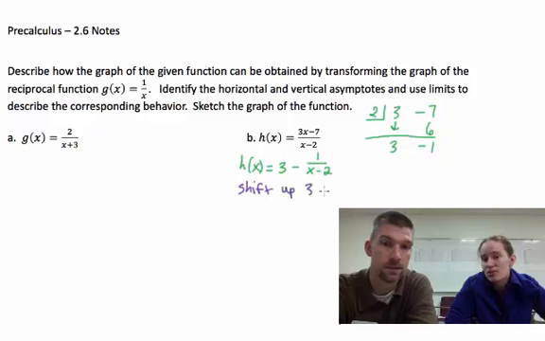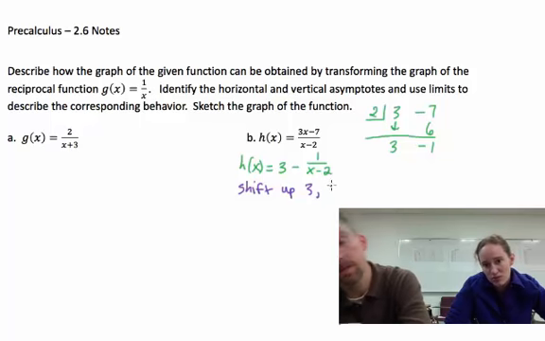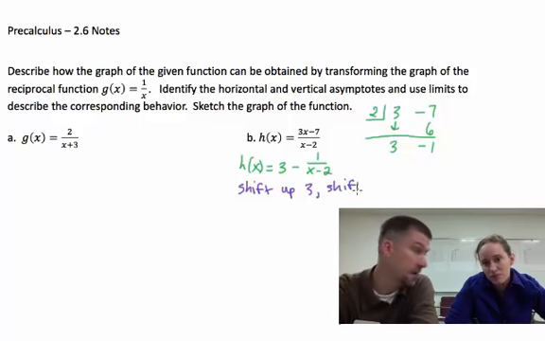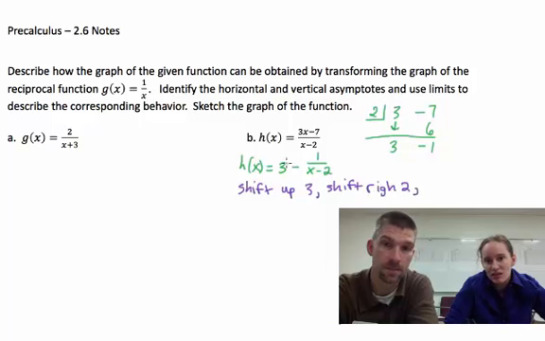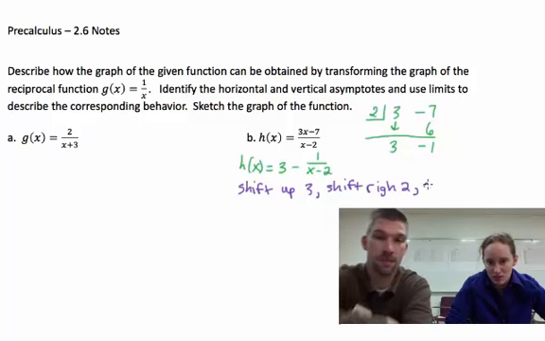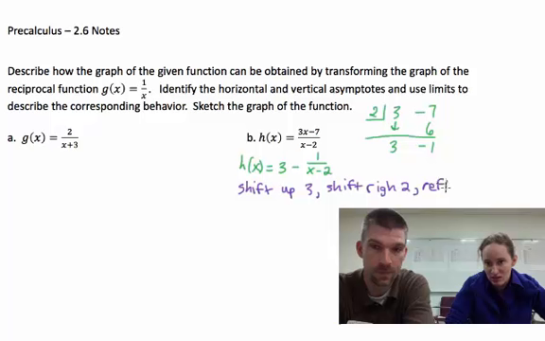The -2 on the bottom is telling us that we are shifting right 2. Super secret opposite society down there. And then lastly, the negative right in front, that's a reflection across the x-axis. Reflect over x.